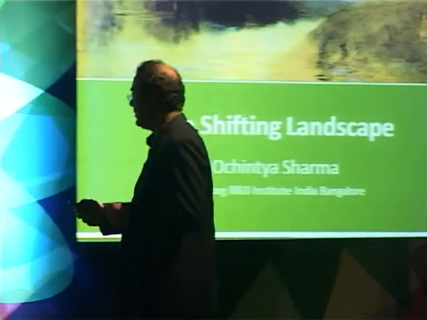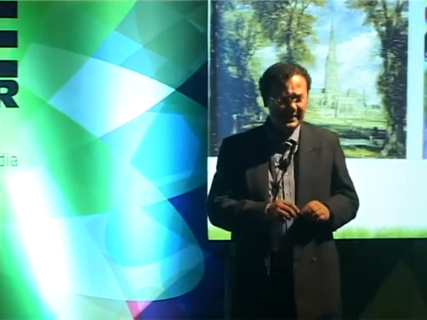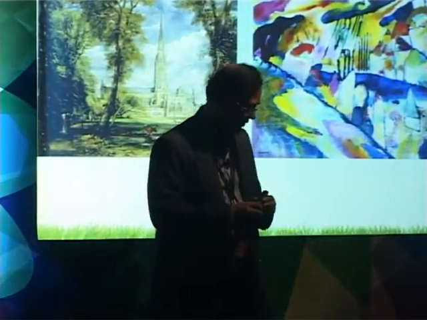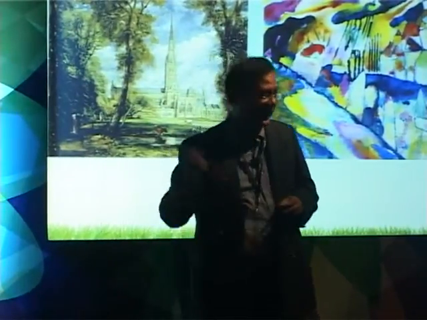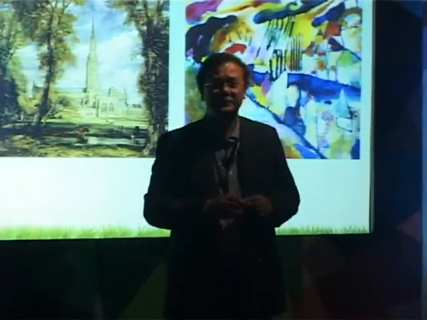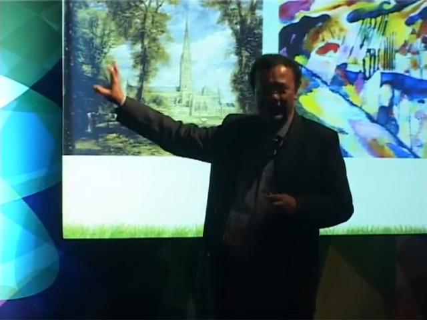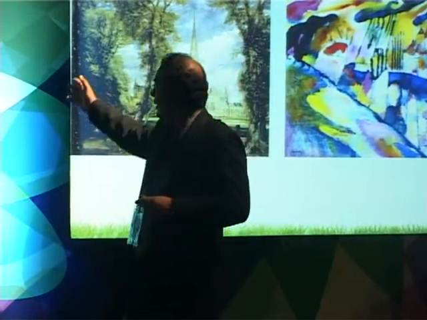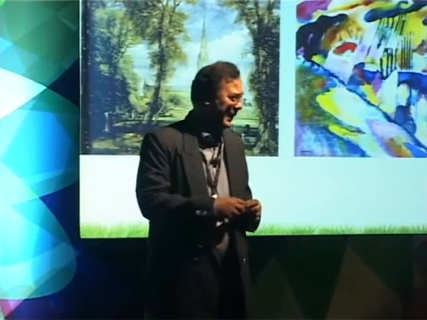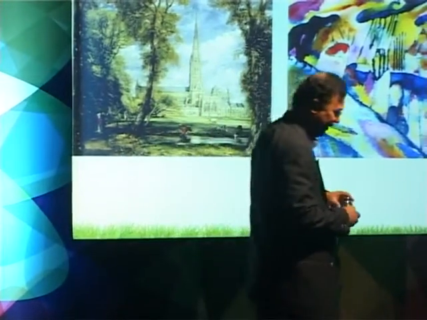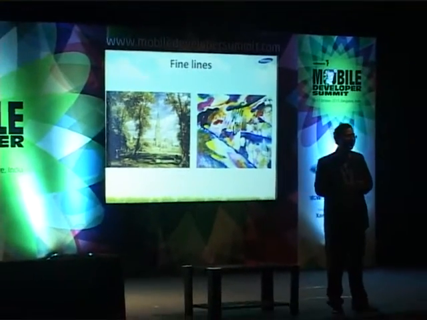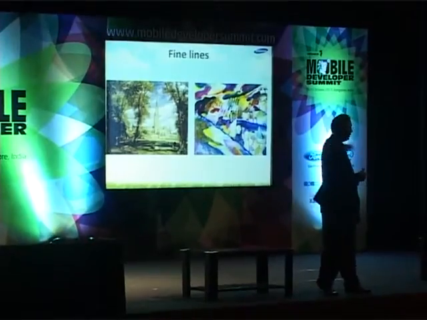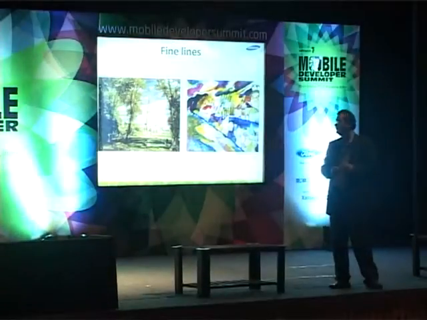So, let's start off. In 1826, John Constable, the painter, painted the painting on the left. That's Salisbury Cathedral. In 1913, 87 years later, is a landscape painting by Vasily Kandinsky, the father of abstract painting. And that is how landscape paintings started looking.